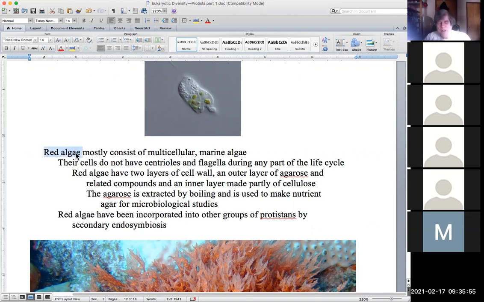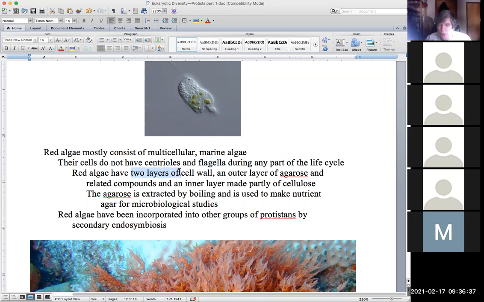So one of the groups in here is the Archaeplastida. And the Archaeplastida are different compared to a lot of the groups that we've talked about. They are multicellular. They are marine. We wouldn't find Archaeplastida and red algae in Wolf Lake. Notice we talked about the brown algae, the kelp, a few days ago, and that's another group that's multicellular. If we look at red algae, the cells don't have centrioles. They don't have flagella at any part of the life cycle.